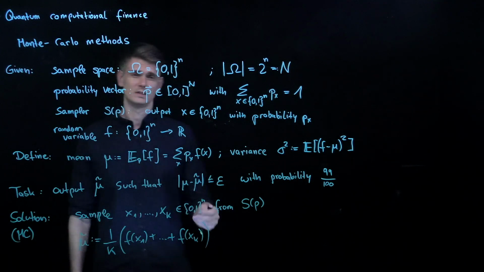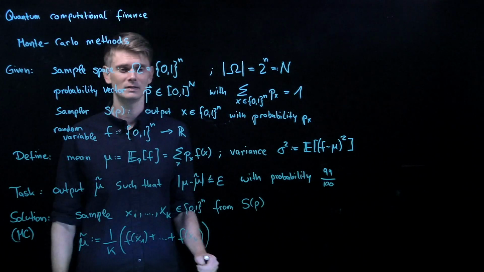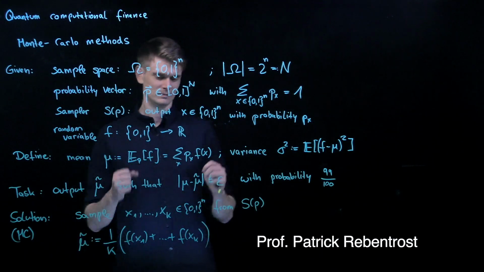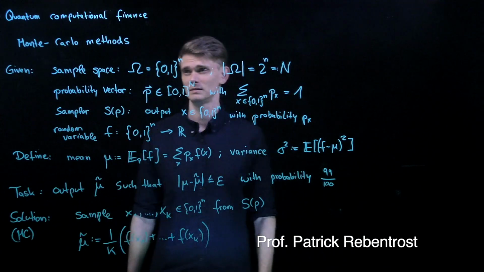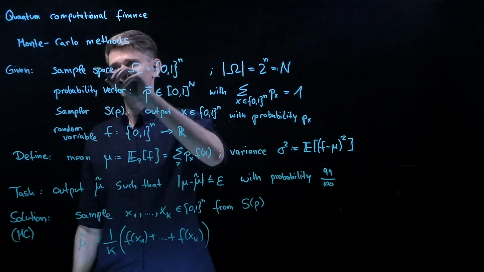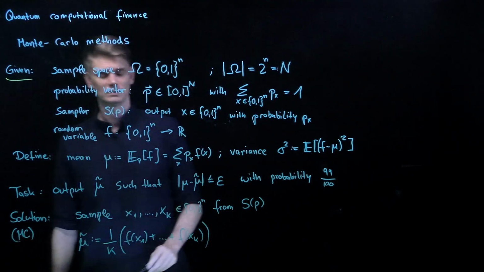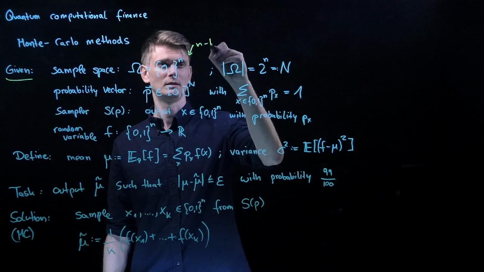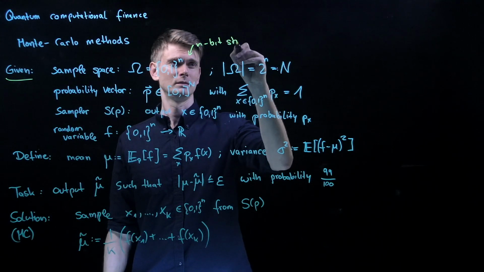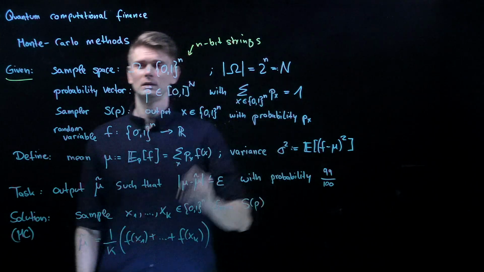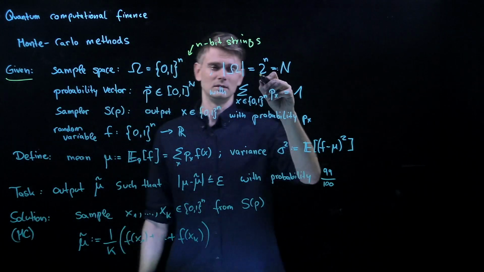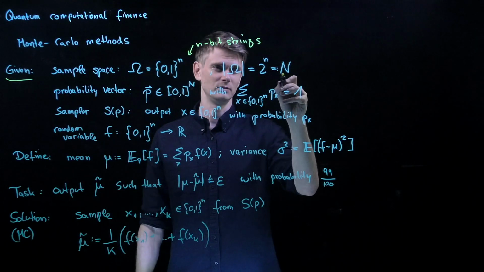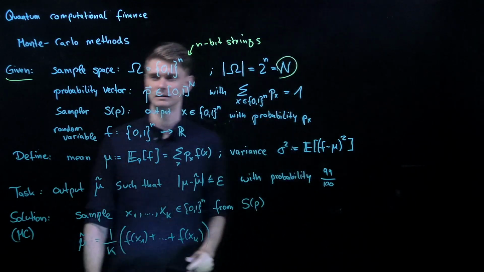This video considers quantum-accelerated Monte-Carlo methods. Hence, we first review what Monte-Carlo methods are. We are given a sample space of n-bit strings. The number of those strings is 2 to the n, which I define as capital N.